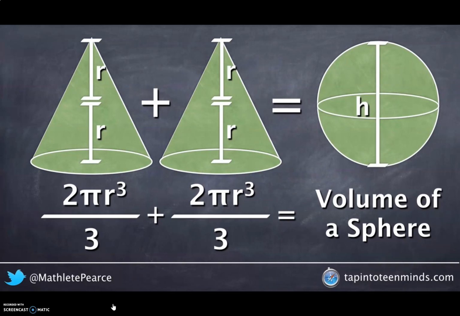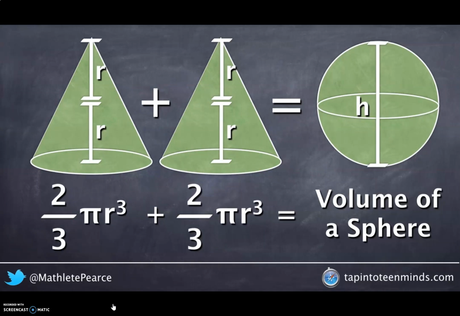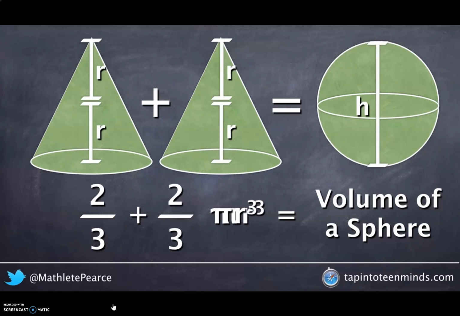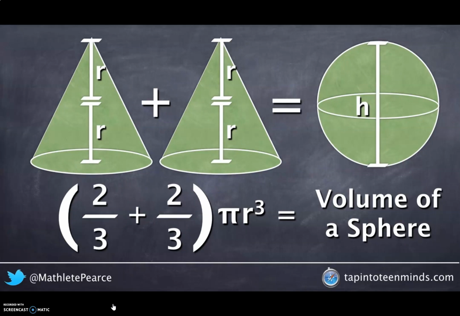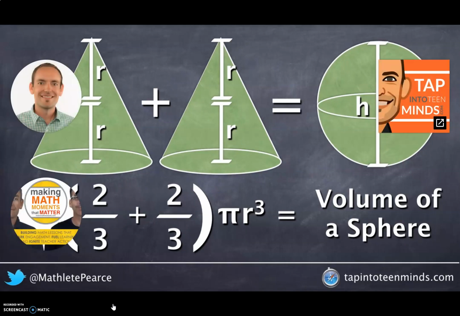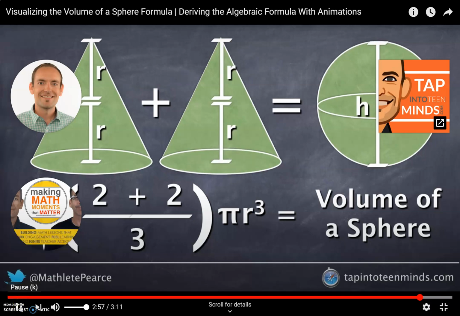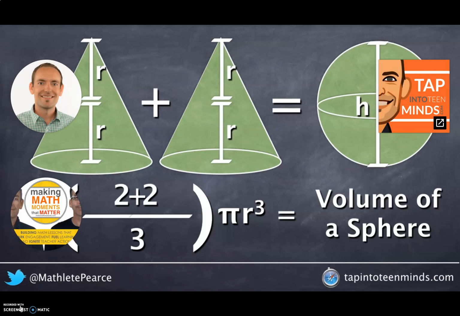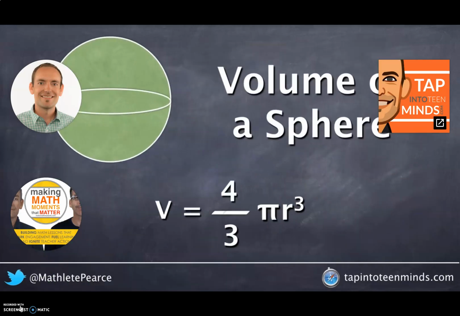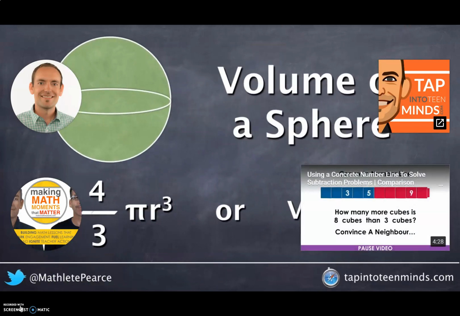So let's write this a little differently to make it look a little easier to work with. While we can likely see that 2/3 plus 2/3 is 4/3, let's put them together to make this a little more obvious. Since we have a common denominator of 3, we could put our 2 plus 2 in the same numerator over the denominator of 3 to get 4/3 pi r cubed, which can also be written as 4 pi r cubed over 3.